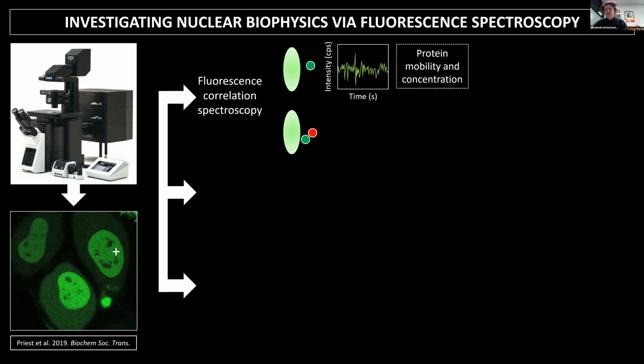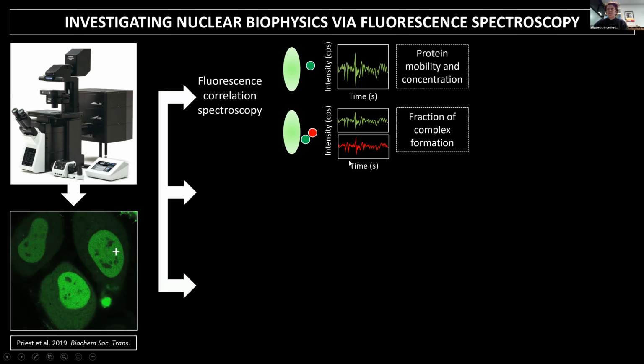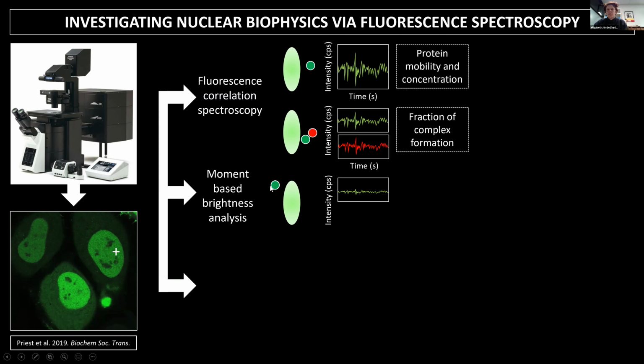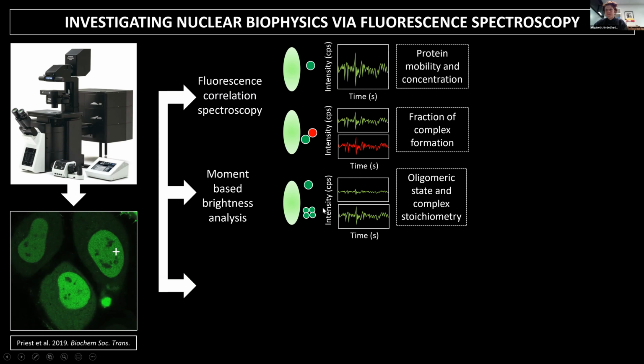You can also do this as a 2-channel acquisition and therefore probe complex formation if you have another protein of interest or another element of the structural framework labeled with a red fluorescent protein. And so you can measure binding interactions as well as complex formation. Also in every single point, you can do something called a moment-based brightness analysis, which can give you information about whether or not a protein is a monomer or self-associates into a tetramer.